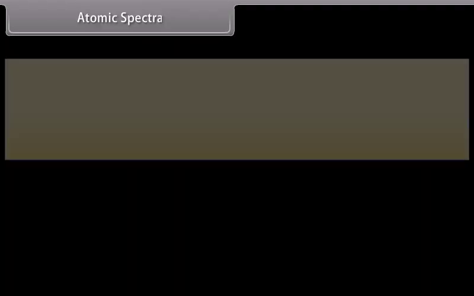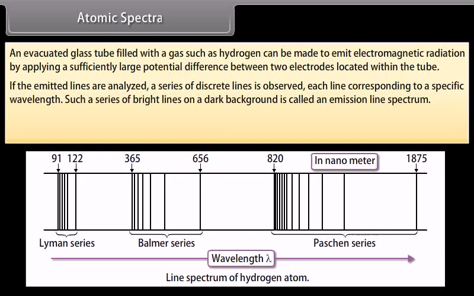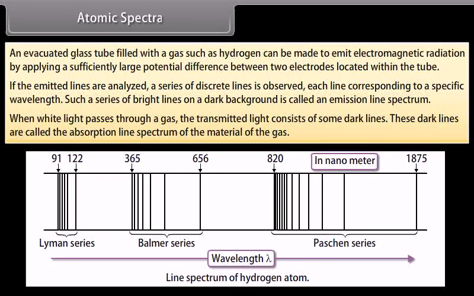Atomic spectra. An evacuated glass tube filled with a gas such as hydrogen can be made to emit electromagnetic radiation by applying a sufficiently large potential difference between two electrodes located within the tube. If the emitted lines are analyzed, a series of discrete lines are observed, each line corresponding to a specific wavelength. Such a series of bright lines on a dark background is called an emission line spectrum. When white light passes through a gas, the transmitted light consists of some dark lines. These dark lines are called the absorption line spectrum of the material of the gas.